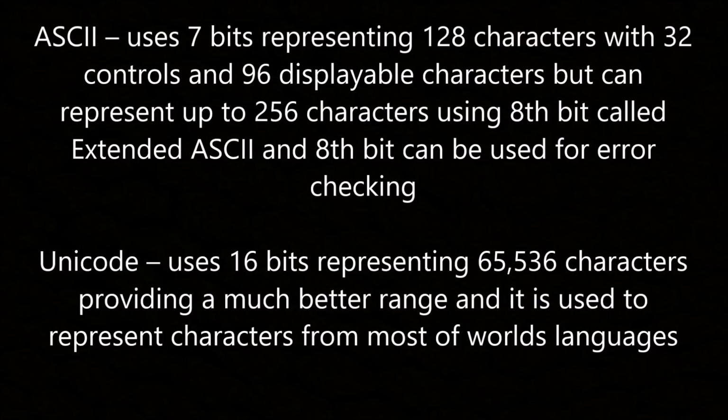ASCII uses 7 bits representing 128 characters with 32 controlled and 96 displayable characters, but it can represent up to 256 characters using the 8th bit, called extended ASCII, but the 8th bit is usually used for error checking. Unicode uses 16 bits representing 65,536 characters, providing a much better range, and it is used to represent characters from most of the world's languages.